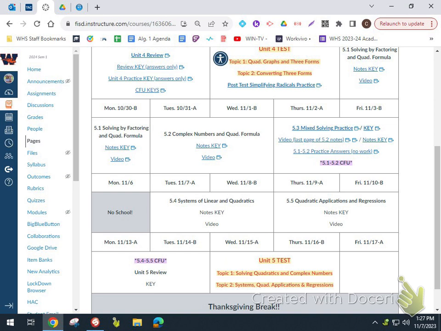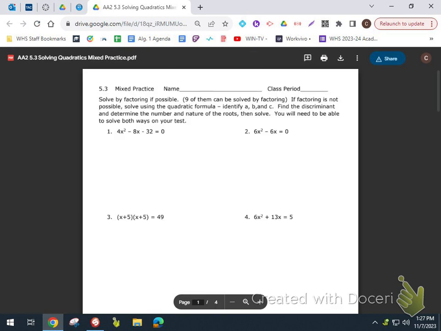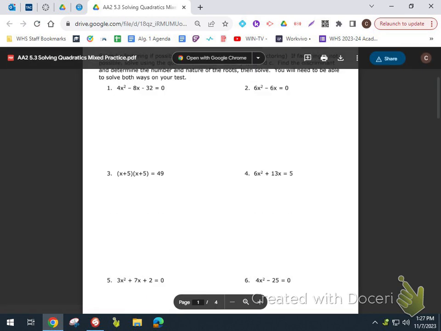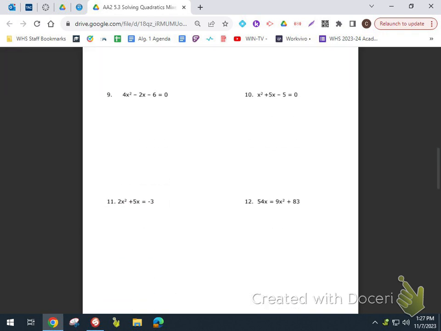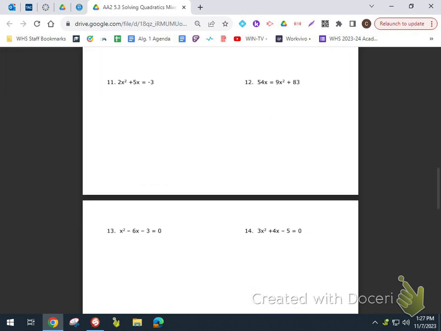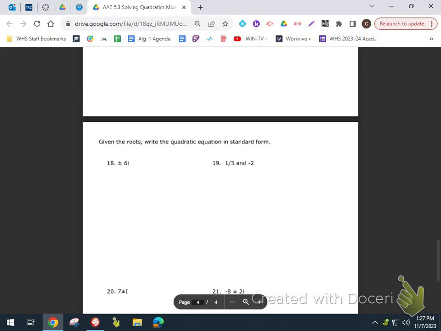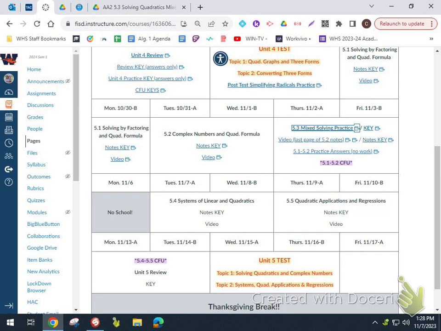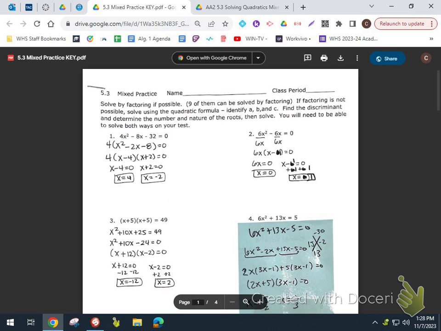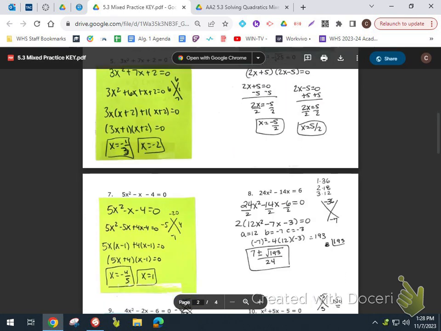The 5.3 packet that is linked here, the mixed practice packet with all those 18 problems, I'm not taking that up. That was that yellow packet. I have that in case you were not here. I'm not taking this up. This is strictly just supplemental. It's basically topic 1, solving by factoring, quadratic formula, and then the last page is a little bit of writing. It is so long though, you don't have to turn it in. I did put an answer key up with all the work. So if you are struggling with this, you can at least go and look at the work. And again, some of them factor, some of them quadratic formula.